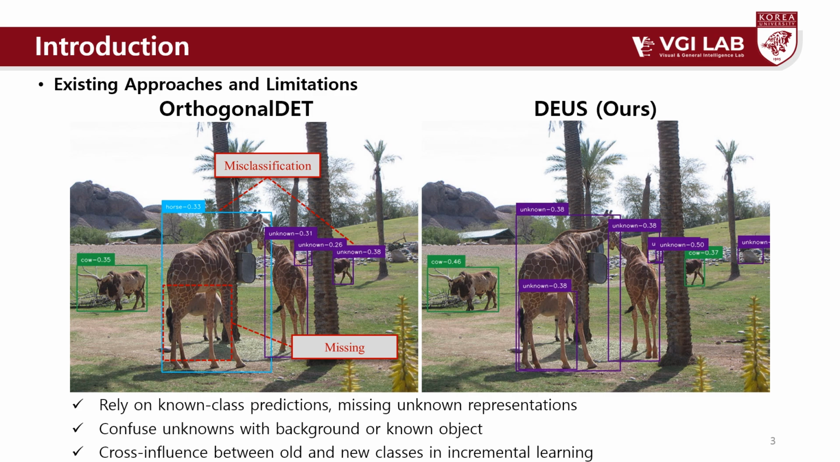Let's look at a real example. Previous methods decide unknowns using only the known class predictions, so they often make mistakes. Here, a giraffe, which is an unknown object, is wrongly detected as horse, a known class. A cow, which is a known object, is wrongly detected as unknown, and one unknown object is completely missed. In short, existing methods miss unknown objects, confuse them with the background or with known objects, and also suffer from interference between old and new classes during incremental learning. These are the problems we solve.